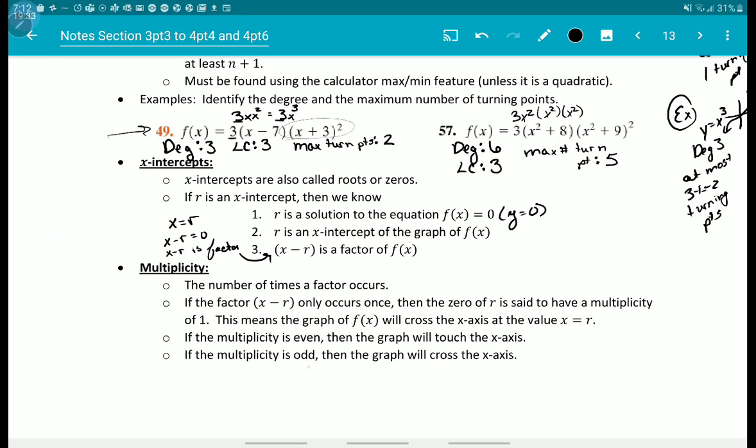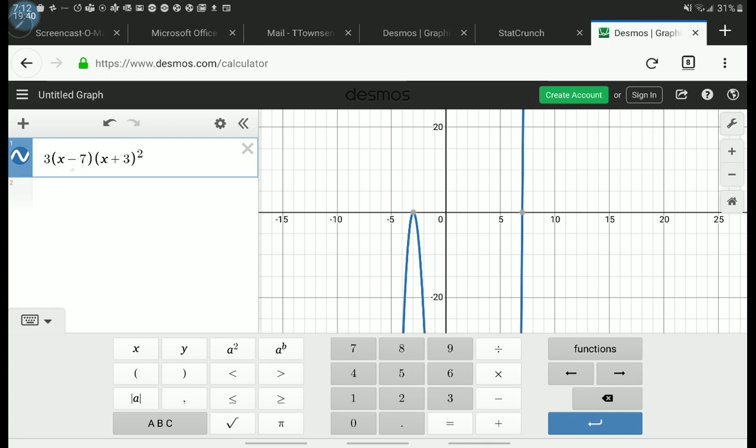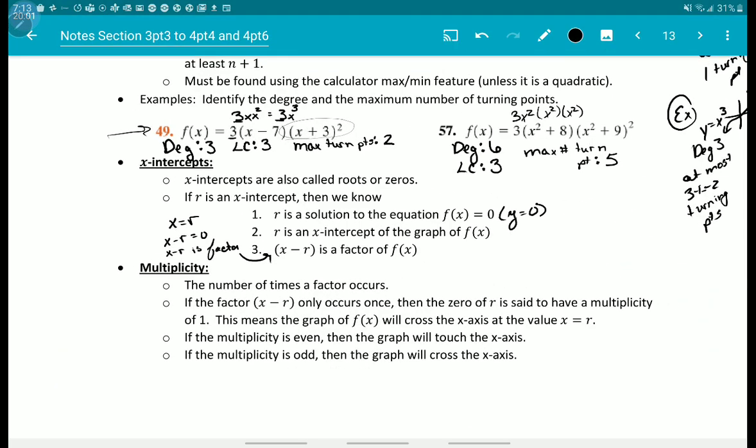Now, if the multiplicity is odd, that means the graph's going to cross the x-axis there. So here, let's look at that x minus 7. That factor happened 1 time, and 1 is an odd number. So we would expect that graph to cross the axis at that x-intercept that's represented by the factor x minus 7. And you can see it does cross the x-axis there at 7, 0. So the multiplicity is tied to does it cross or touch the x-axis?